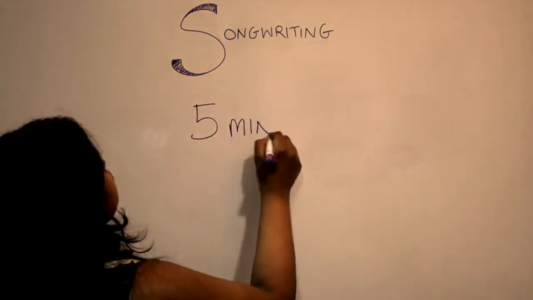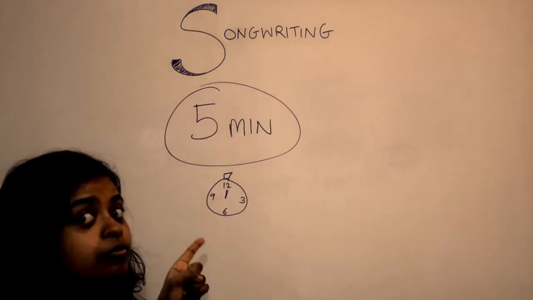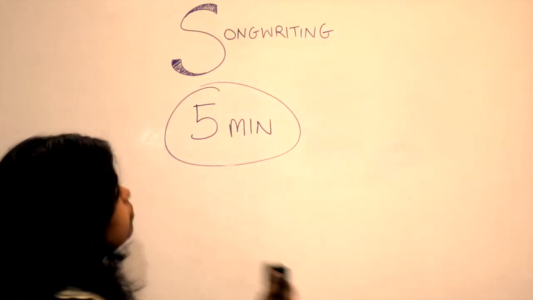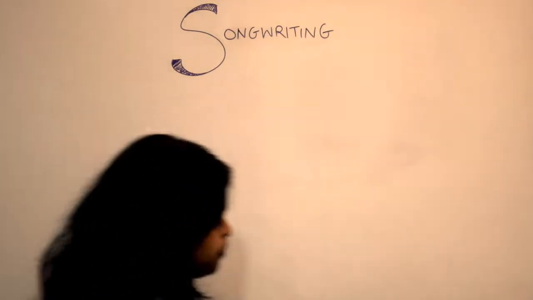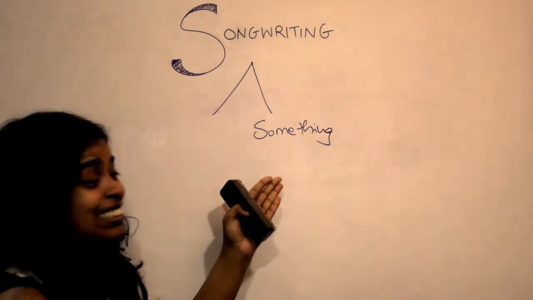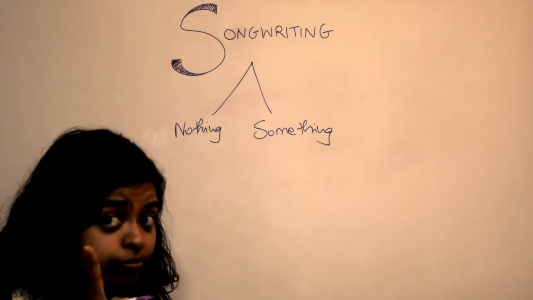So I suggest just take out 5 minutes, put a timer on your phone, and just write. Just 5 minutes. You can do it now. Go, I'll wait for you. I hope you paused the video and did it. Anyway, now that you're done, either you wrote something, which is great, or you wrote nothing, which is also good.